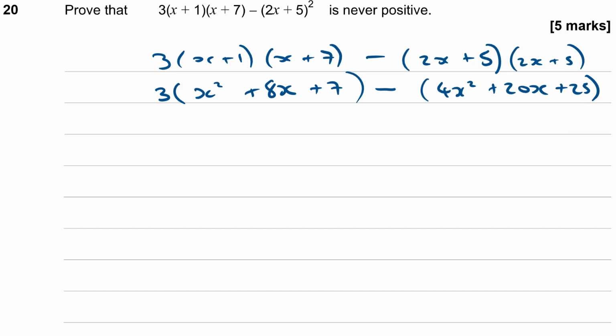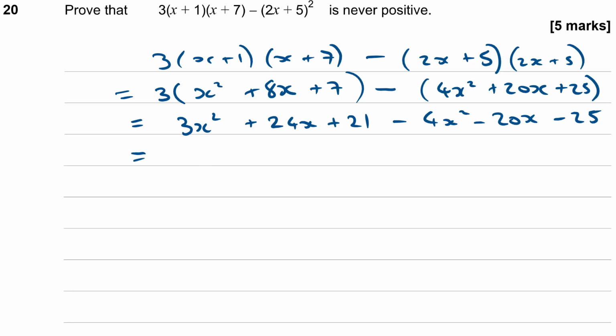Okay, so multiplying everything in the first bracket through by 3, I'm going to get 3x squared plus 24x plus 21. Now everything in that second bracket needs to be negative, so it'd be minus 4x squared, minus positive 20x is minus 20x, and minus positive 25 is minus 25.